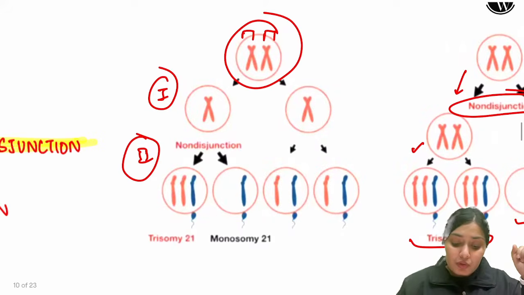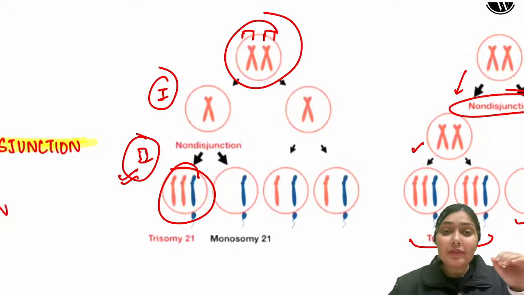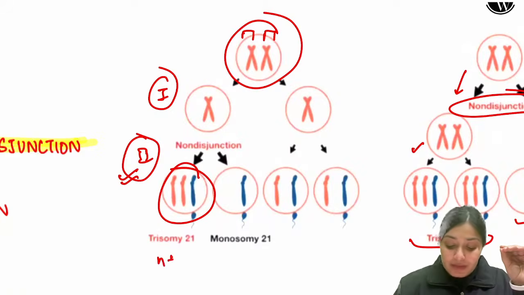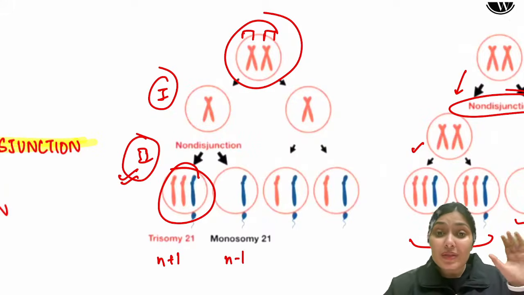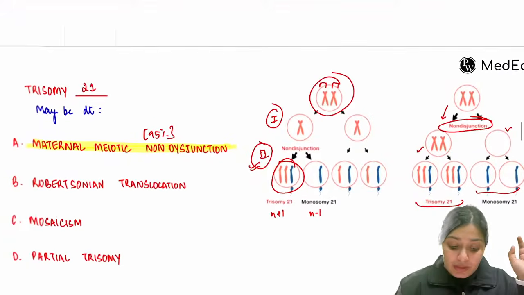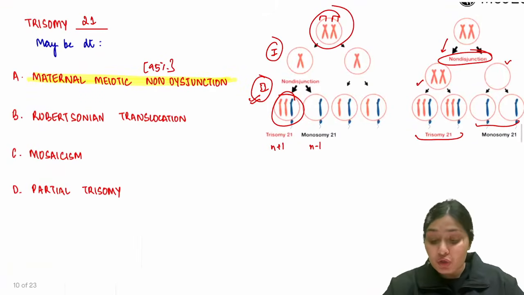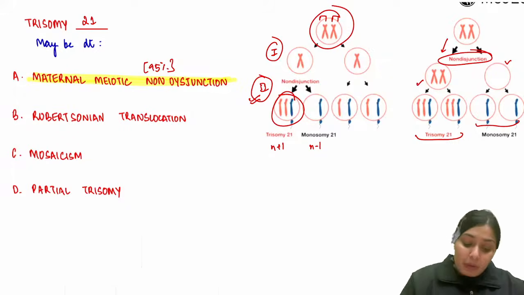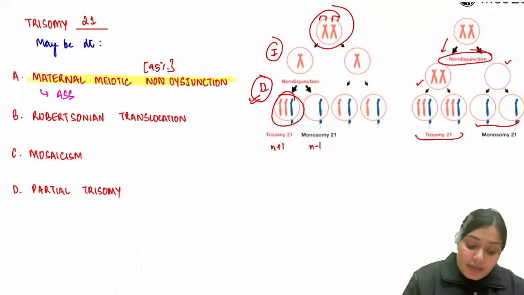On the other hand, if meiosis 2 is affected, what will happen? In meiosis 2, one side will get an extra chromosome, other will get one less. So one will have n plus 1, here we have n minus 1. So this is the basis of extra 21st chromosome, maternal meiotic non-disjunction. This non-disjunction is associated with advanced maternal age. As the mother ages, the chance of this non-disjunction, this non-separation, increases. So remember, this maternal meiotic non-disjunction is associated with advanced maternal age.